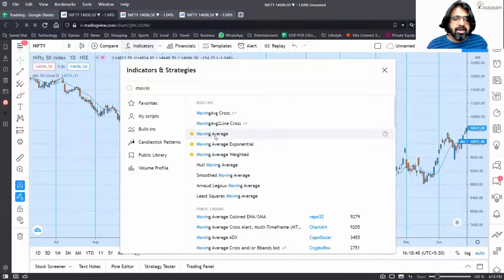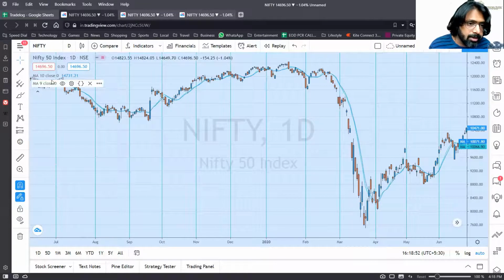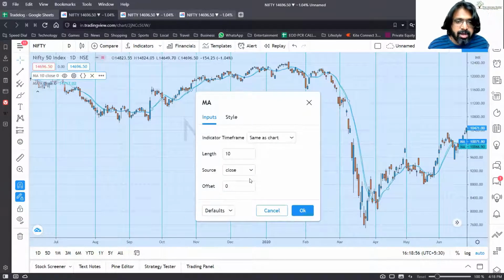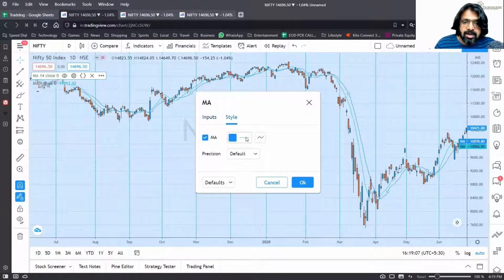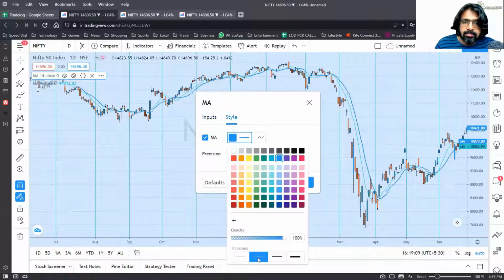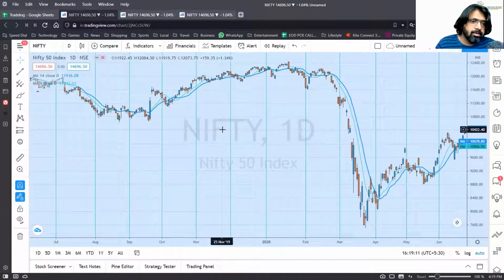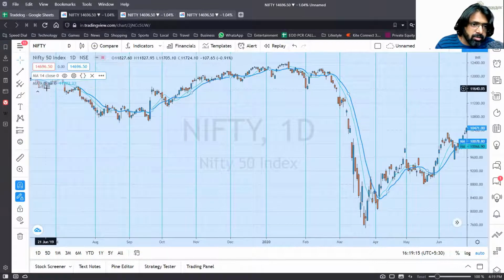When you select moving average, the average gets added here, right? And here you can actually select the settings of this moving average. You can select the length. You can change the length of the moving average, and you can change the style, the color, the line, the thickness, etc. So these are the things that you can do with your moving average.